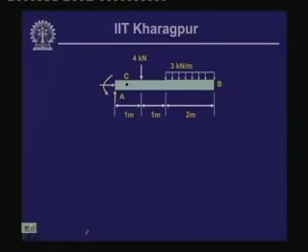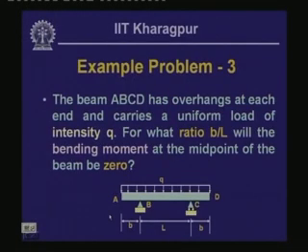and at any location we like to find out, we can compute that. Well, we have another problem in which the beam ABCD has overhangs at each end and carries a uniform load of intensity Q. For what ratio B by L will the bending moment at the midpoint of the beam be 0? So, you look into this problem and try to solve it; next time we will discuss it.